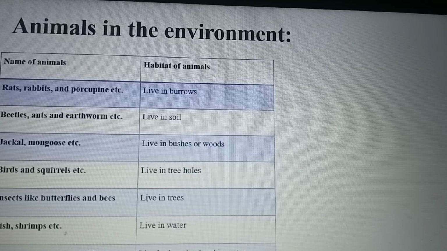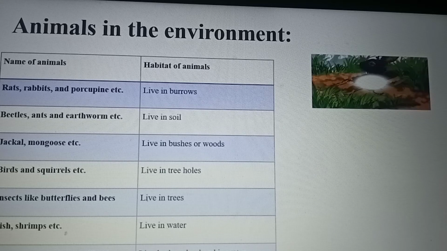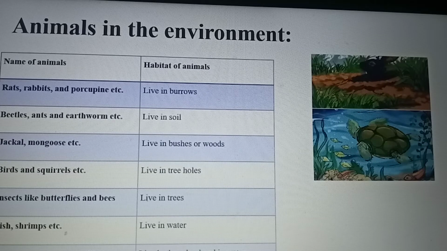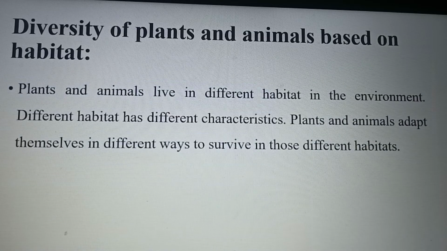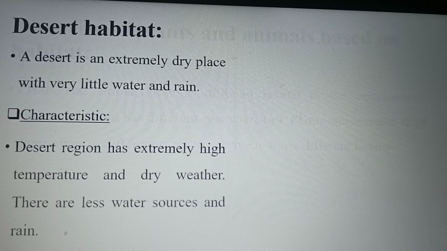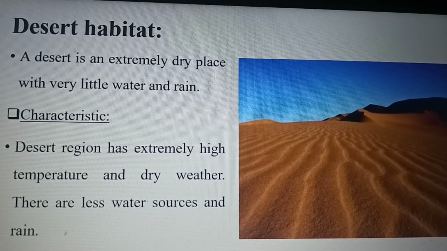Now animals. Here are some names of animals with their habitat, like rats and rabbits, they live in burrows; birds and squirrels can live in tree holes; fish and shrimp live in water; frogs and turtles live on land and in water. There are some pictures. Now, diversity of plants and animals based on habitat. Plants and animals live in different habitats in the environment. Here diversity means variety.